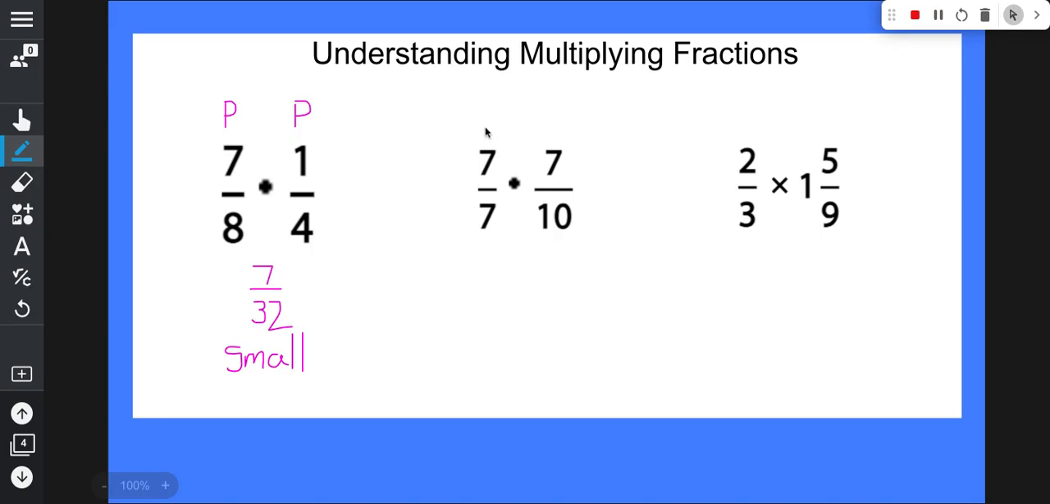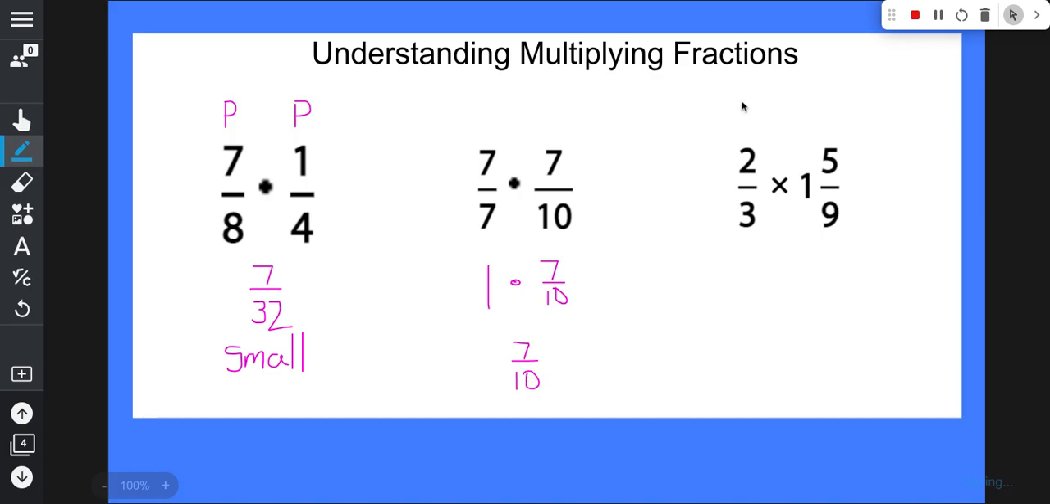This next one, I have 7 over 7. That makes 1 whole. And anytime we do 1 times a number, it's going to stay that number. So this one's going to stay 7/10. That is the identity property.